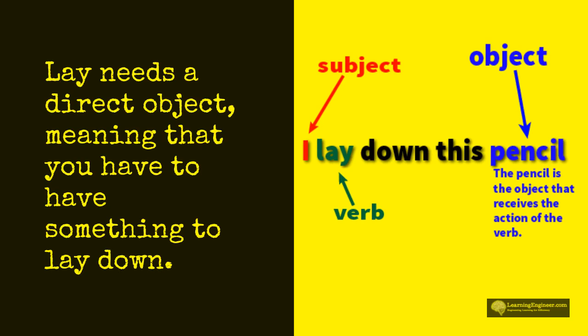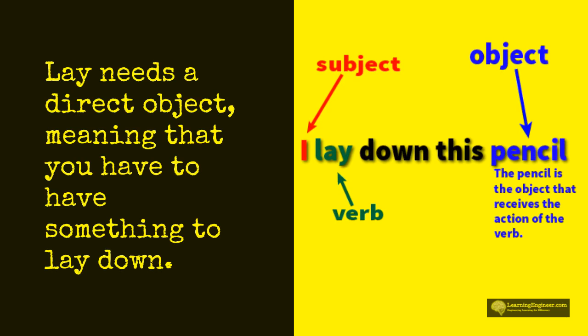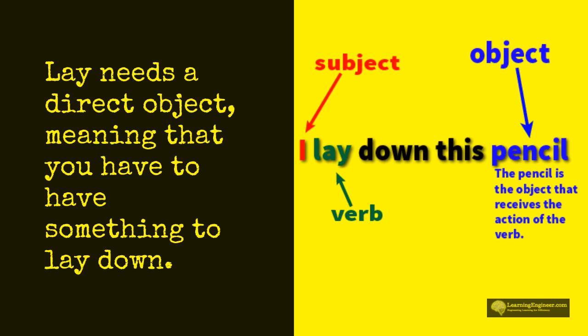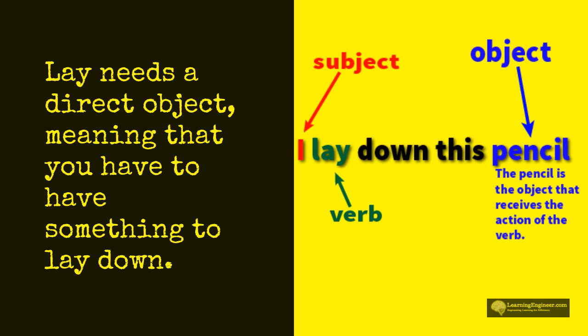Here's what you need to know about lay. Lay needs a direct object, meaning that you have to have something to lay down. In the graph on the right, you can see I is the subject, lay is the verb, and you have to have something to lay or set down, if you want to think of it that way. And that would be the pencil in I lay down this pencil.